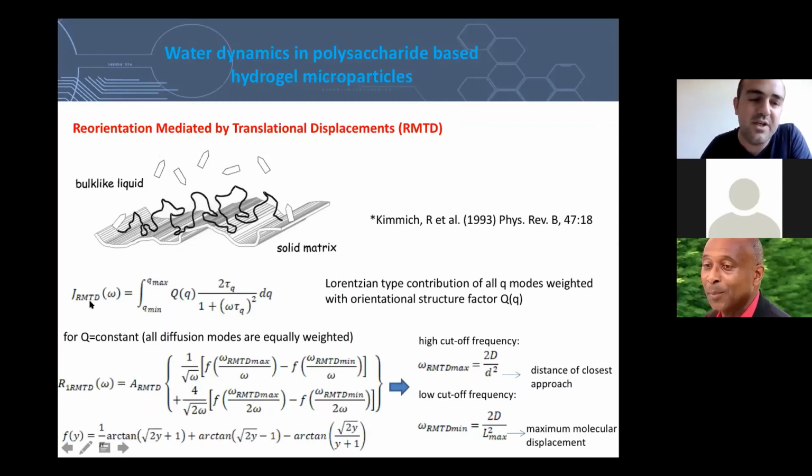And actually the spectral density function is given as the Lorentzian type contribution of all diffusion modes, weighted with some orientation structural factor. Here, this structure factor very much depends on the properties of the surface and of course its geometry, and for the assumption that Q is equal to a constant, that is, that all diffusion modes are equally weighted, we reach an equation shown here. And here we have two very important parameters, that is the high cutoff frequency and the low cutoff frequency.